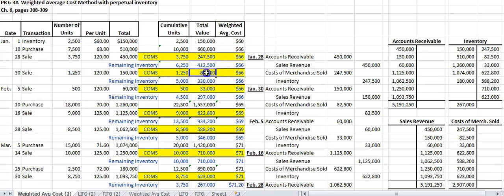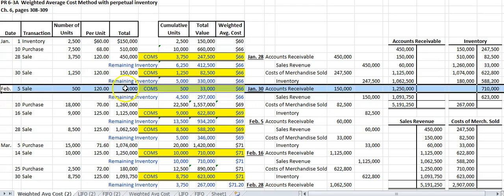So we have our two major figures here, and it's very easy to create the accounting entry, right? Sales revenue 150, accounts receivable 150, cost of merchandise sold. From here, by now you should have this by heart. I've repeated it at least 20 times. Cost of merchandise sold 82,500, and inventory goes down by 82,500.